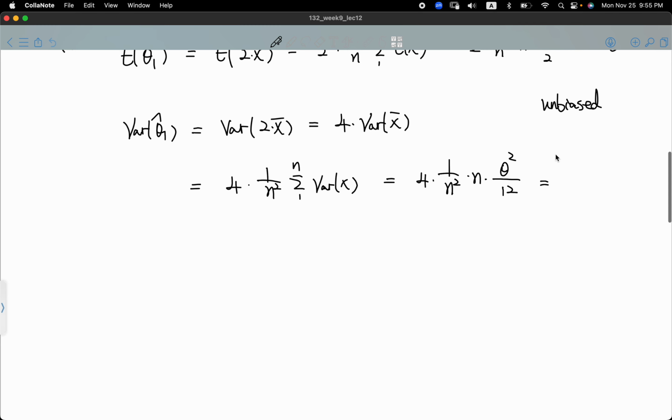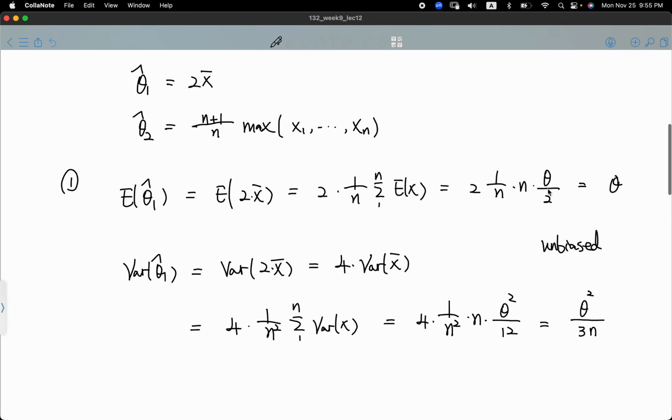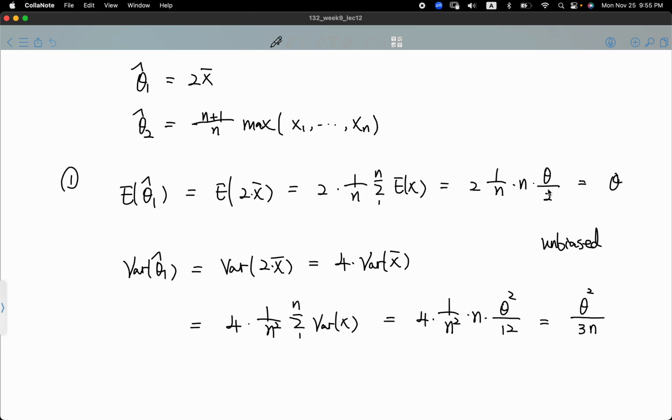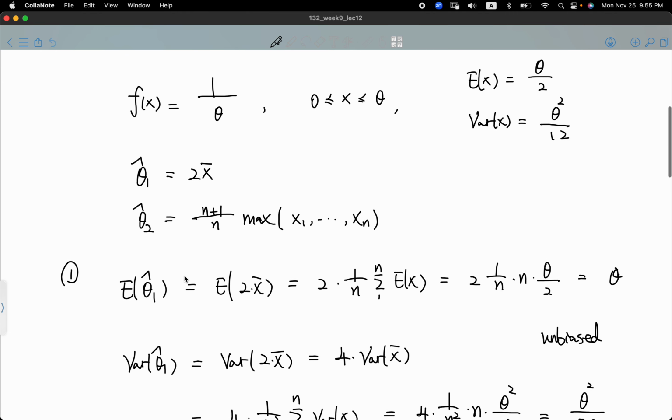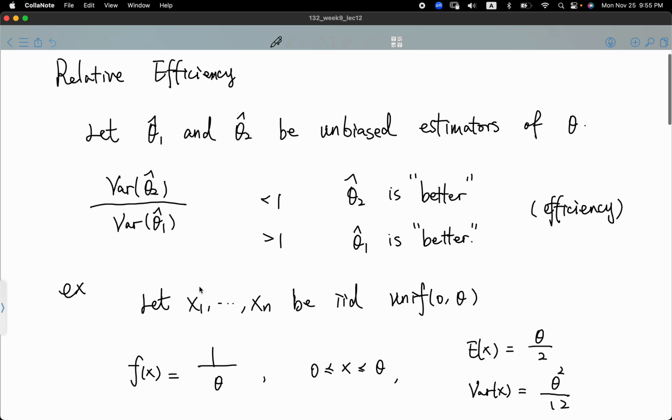So that the variance has the formula of theta squared over 3 multiplied by 1 over n. Okay, so here we first of all know that it's unbiased, and then we also have the variance of that. Okay, so when we calculate the relative efficiency, this one will give you the denominator if we want to do theta 2 over theta 1.